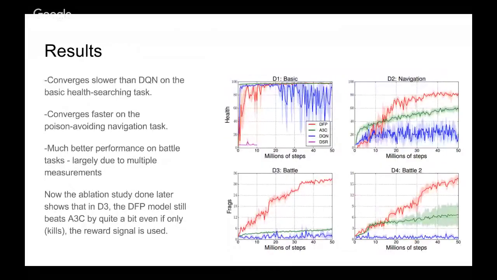So let's go over results. Here you can see these 4 training curves for these different tasks. It's kind of interesting. They compare against the asynchronous actor critic, the A3C, which is in green, deep Q networks in blue, and something called DSR. I actually don't know what DSR is.